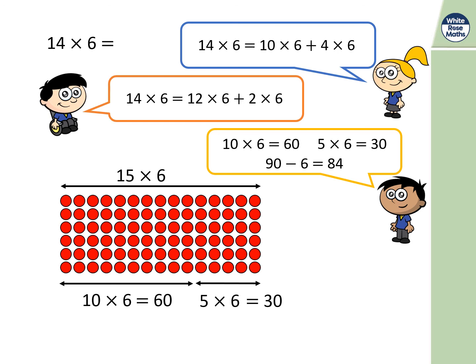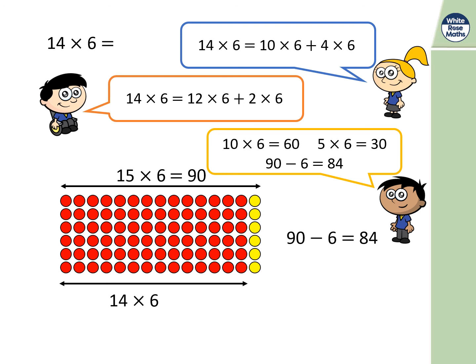So we know that 60 plus 30 equals 90, so that would be correct. Now, if we take away one row of 6, is it going to be equal to 84? So 90 take away 6 equals 84. So we can prove that he is indeed correct.